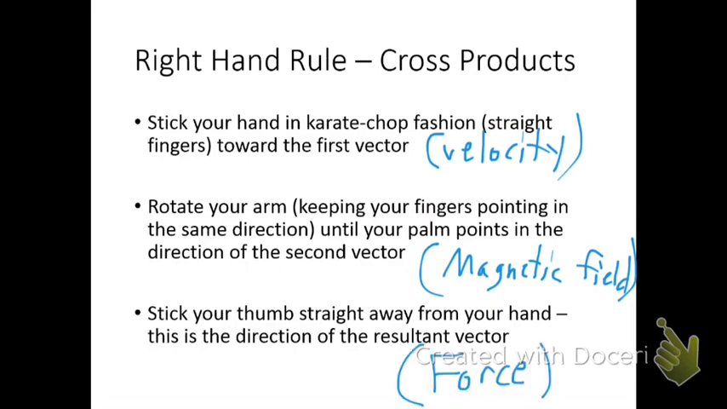So remember what part of your hand goes to what. Sometimes I won't necessarily give you the first two and ask for the resultant. Sometimes I'll tell you the direction of the force and the direction of the velocity and ask you which way the magnetic field was pointing. So be aware of that.